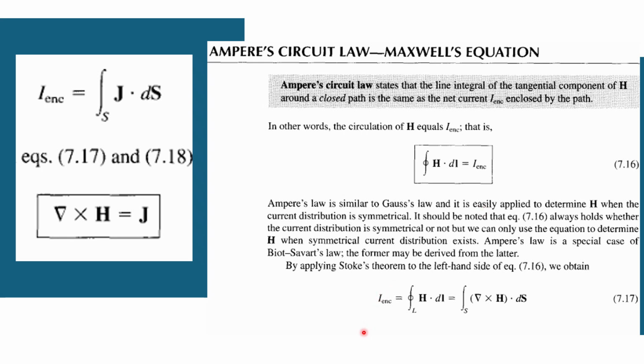Now how will we find the I enclosed? It will be equal to ∮H·dl, and we can change the line integral to a surface integral. So ∇×H·ds. Finally, your I enclosed will be ∫J·ds, where J is the current density and ds is the surface. Also we can write ∇×H is equal to J. So H is the magnetic field intensity, J is the current density. We will primarily use the equation ∮H·dl is equal to I.